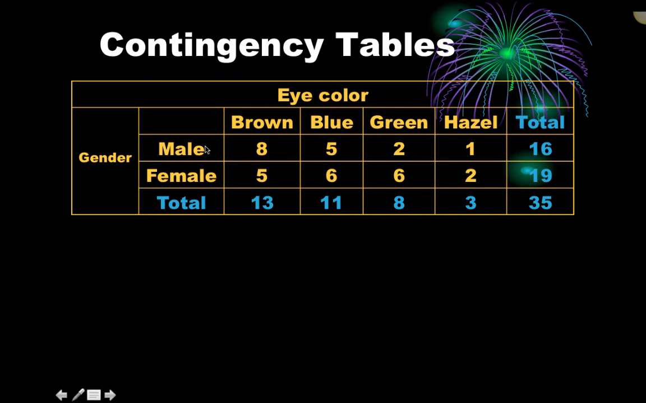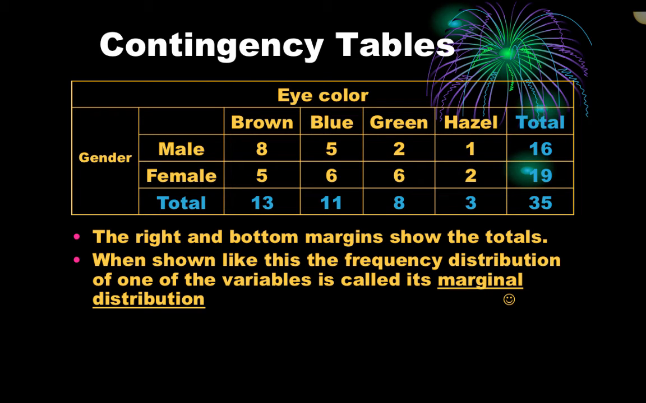So we can read this as saying that we have 8 males that have brown eyes, or 2 males with green eyes, or 6 females with blue eyes. And then we can see in the bottom and far right columns and rows, those have the totals. When shown like this, the frequency distribution of one variable is called its marginal distribution. So this tells me that we have 13 people with brown eyes, 11 with blue, 8 with green, 3 with hazel, or that we have 16 males and 19 females, and a total of 35 people surveyed total.